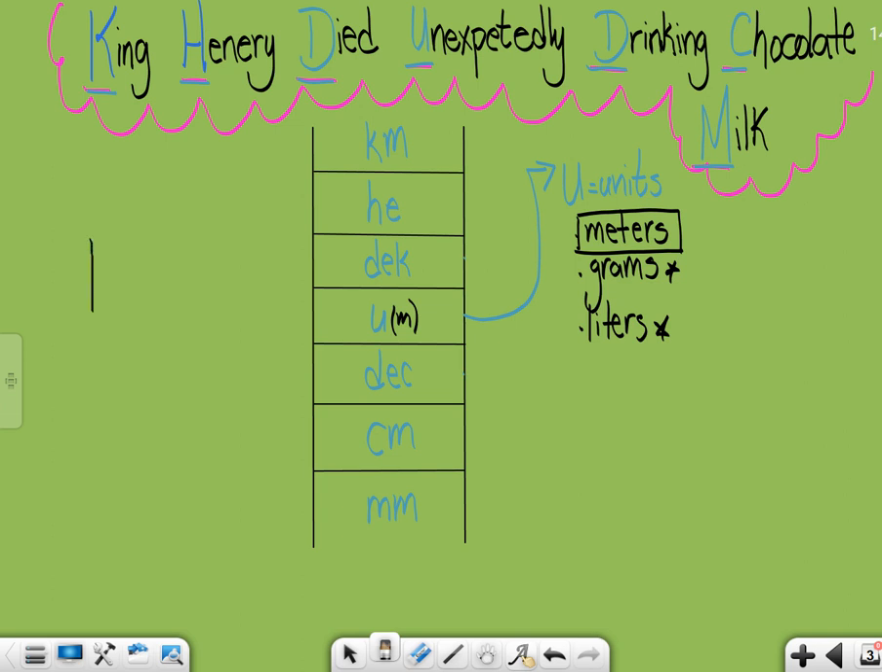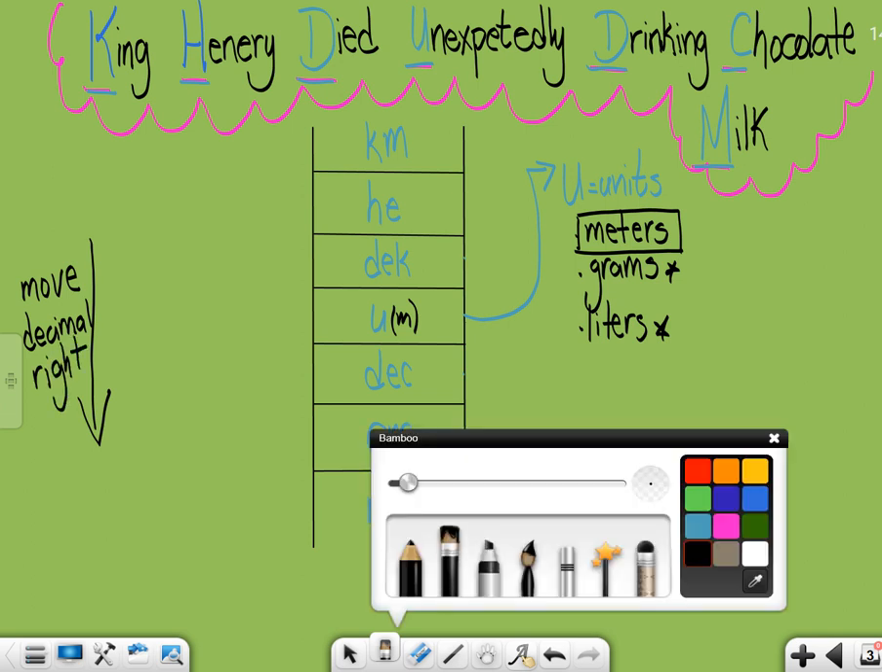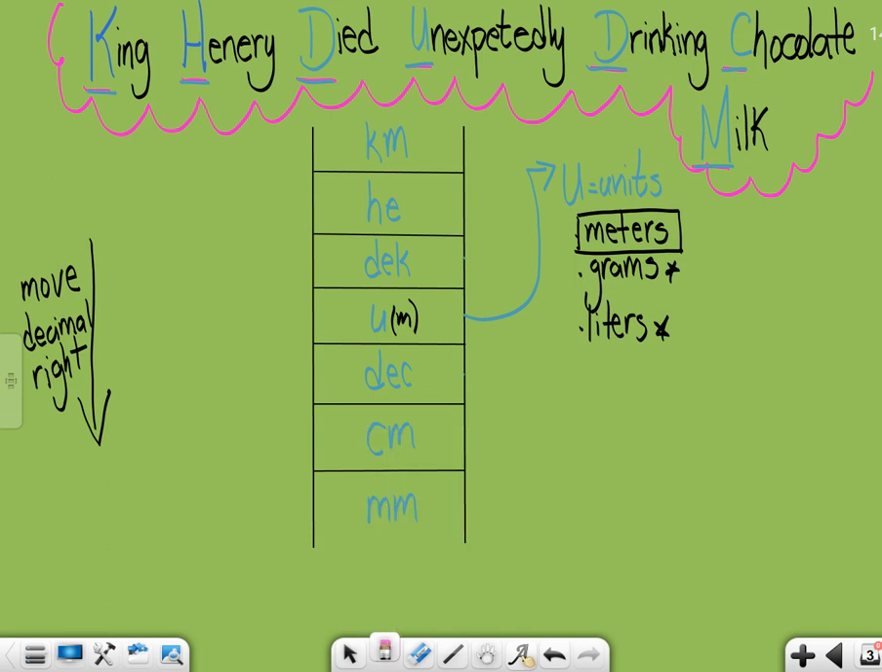If we're going down the ladder, from whichever unit to whichever unit, if I'm going down, I have to move the decimal to the right, okay? Maybe you want to highlight that, please. So to the right. If I'm moving down, I'm going to the right.